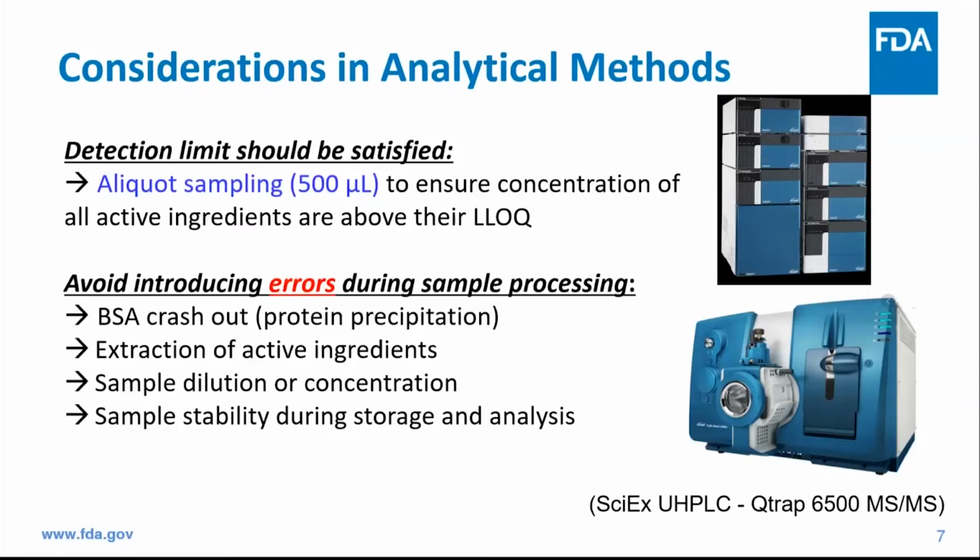To ensure that the UV filters are fully dissolved in the receiver solution, we added BSA in the receiver solution as solubilizer. However, all UV filters should be extracted from the BSA solution before mass spec analysis. Therefore, the sample processing method needs to be fully validated to avoid introducing errors. This includes the BSA crash out or protein precipitation process, extraction of active ingredients, and sample dilution or concentration process, and also the sample stability should be studied for the duration of shelf life.